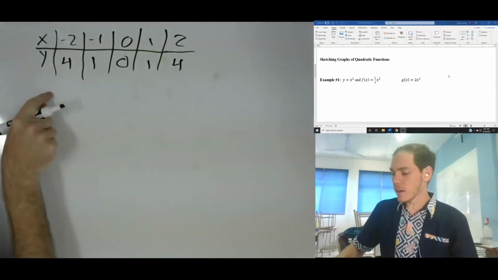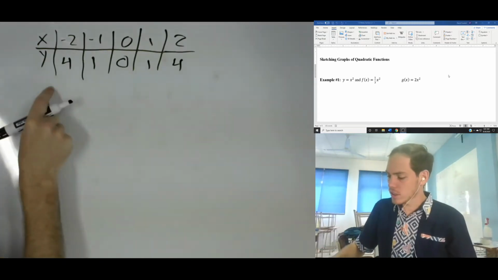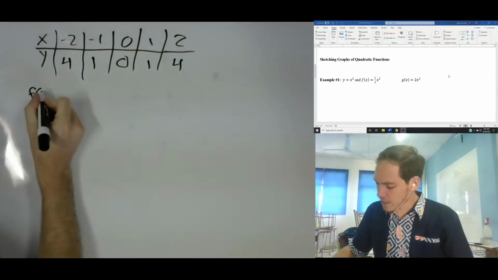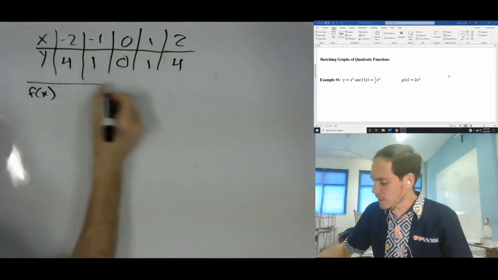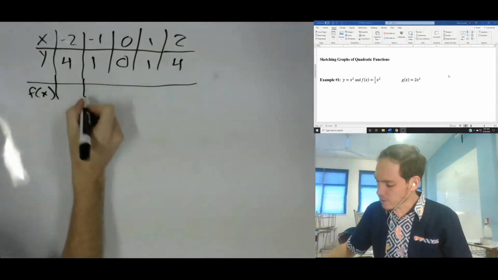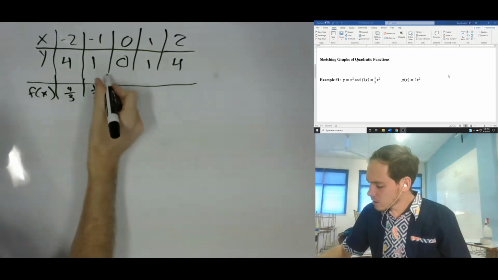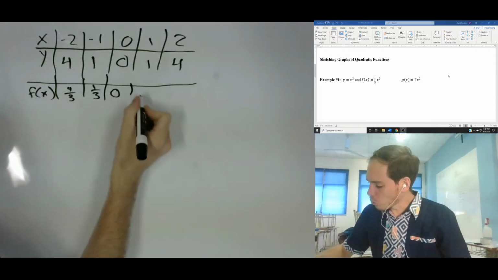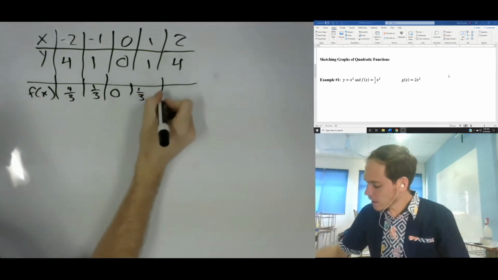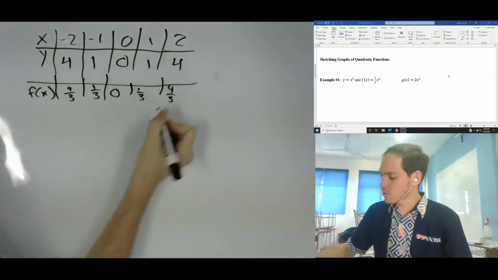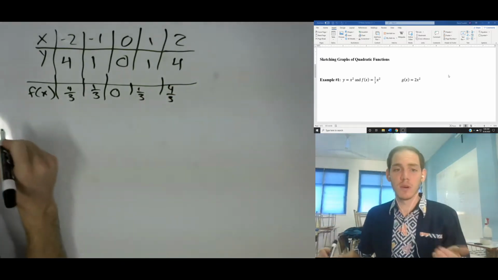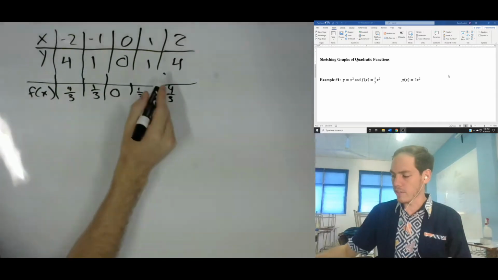But if we plug in this 1/3, what's going to happen? Well, f of x is going to be slightly different. It's going to be 4/3, 1/3, 0, 1/3, and 4/3. Now notice 4/3 and 1/3 are smaller than their counterparts on this y right here.